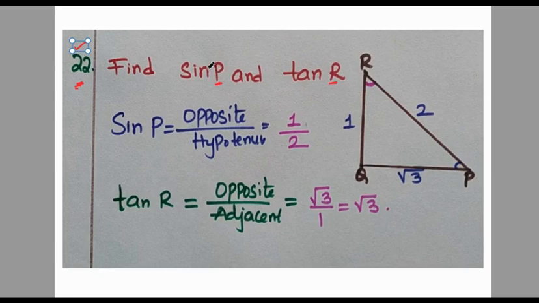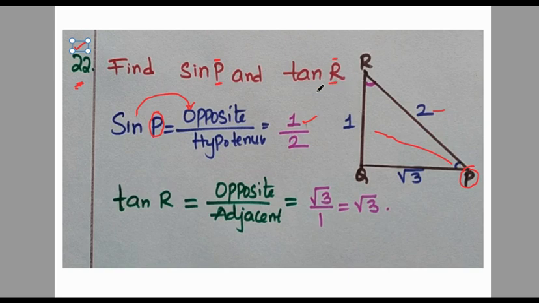22nd question. Find sin P and tan R. Remember, students, any trigonometric term followed by an alphabet or symbol is an angle. So we are going to find sin P. Whenever they ask to find sin P, we have to check the ratio with respect to P. Sin formula is opposite by hypotenuse. Opposite to P is 1 and hypotenuse is 2.